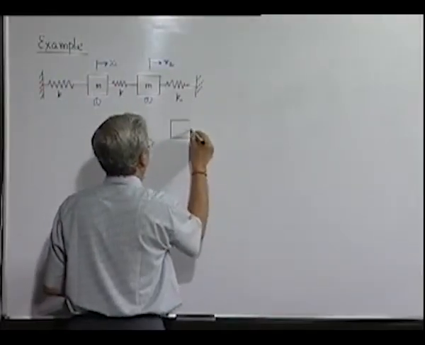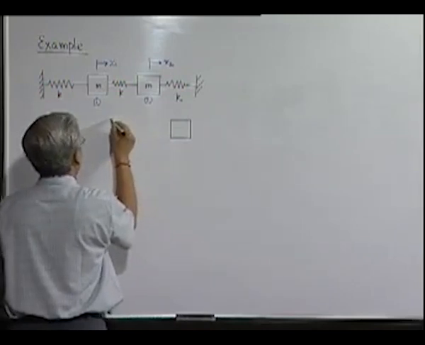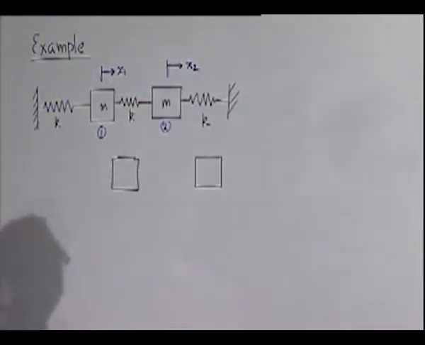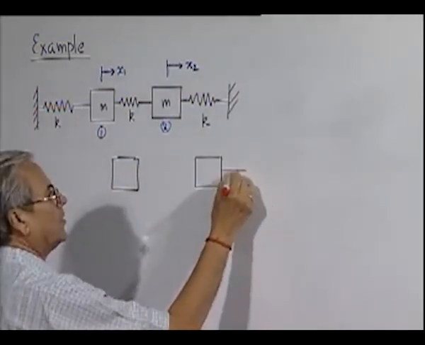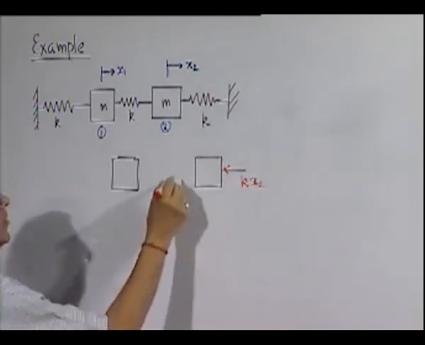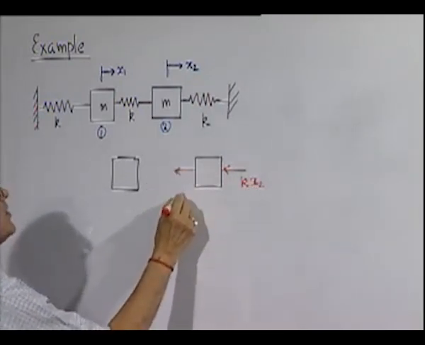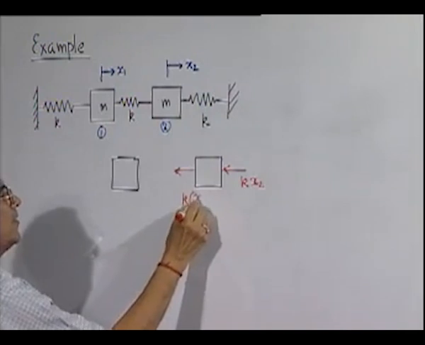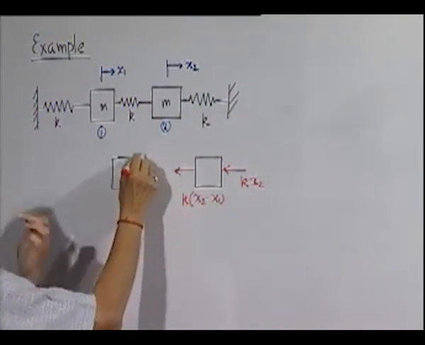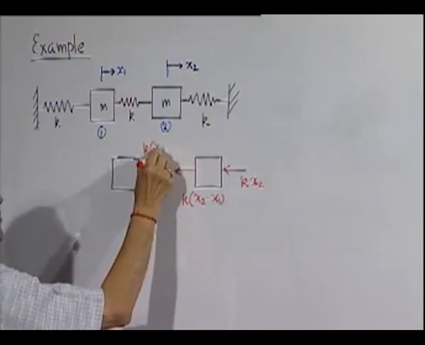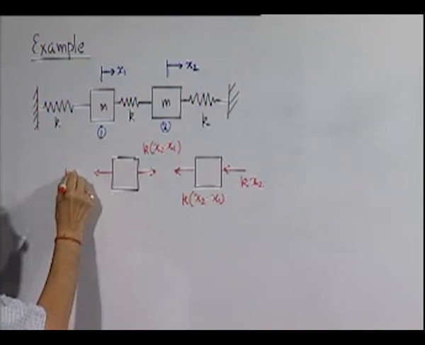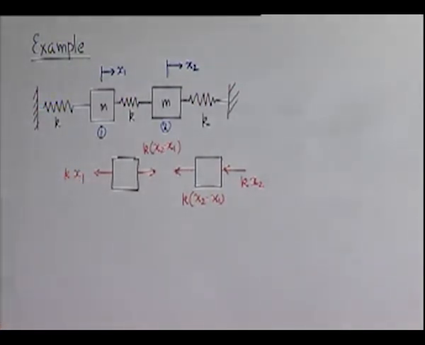So, it is a system with 2 blocks and 3 springs, they are all identical. This is the first body, this is the second body, and their displacements are represented with the help of x1 and x2. The equations of motion will be derived from the free body diagram.